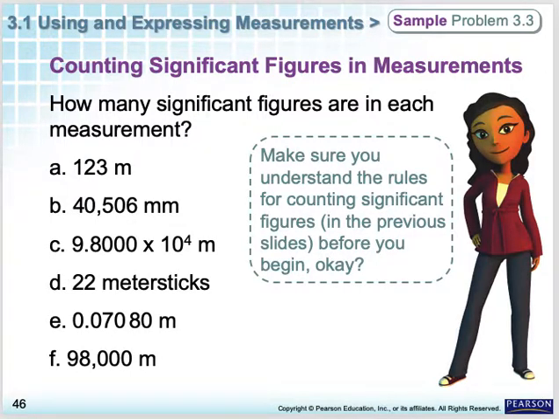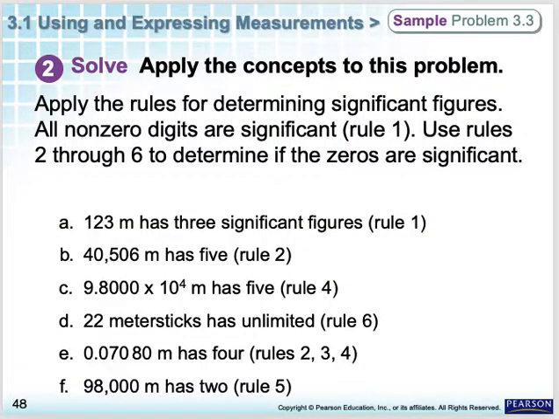So, hopefully that helps you. You might want to pause this if you're having trouble with that, and it'll go through the rules that you need to apply.